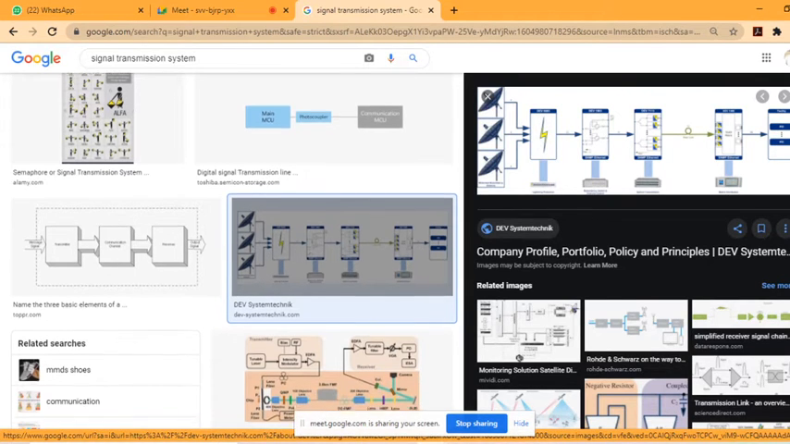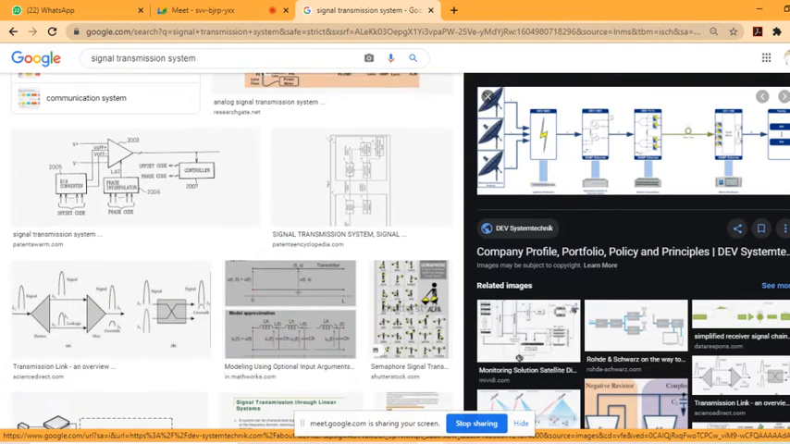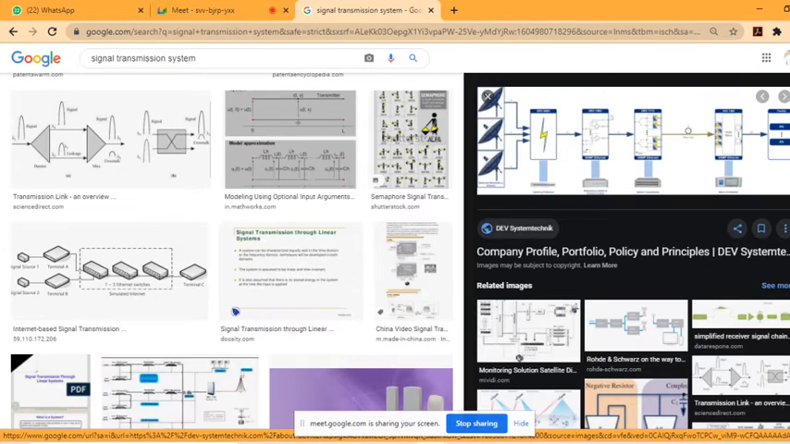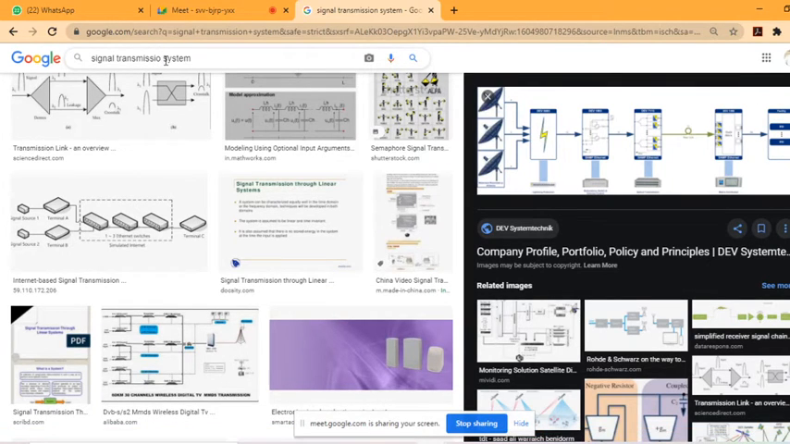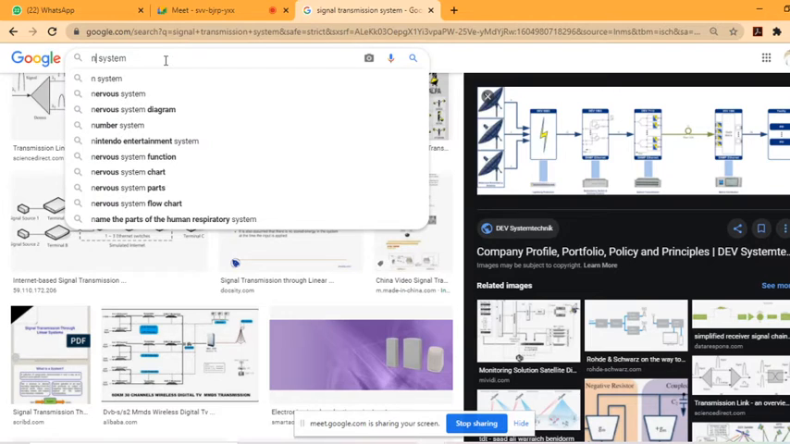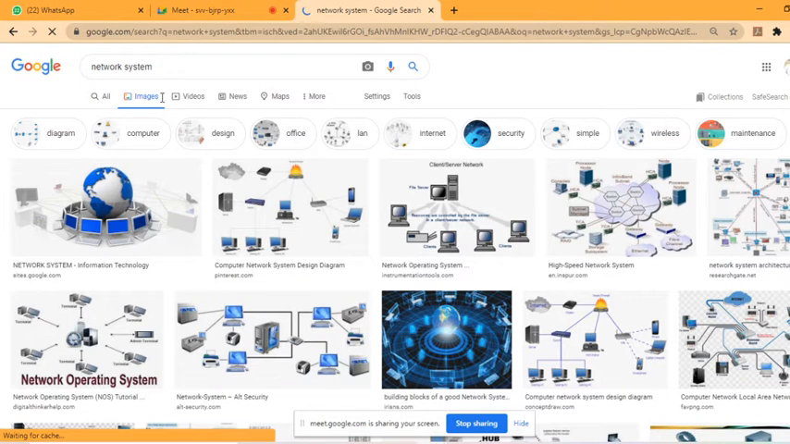So we have to analyze this type of systems. Okay, signal transmission systems. Or we can think about some network systems. Okay, network system. There are networking systems. Yeah, this is a good example of communication network. There are plenty of network examples available.